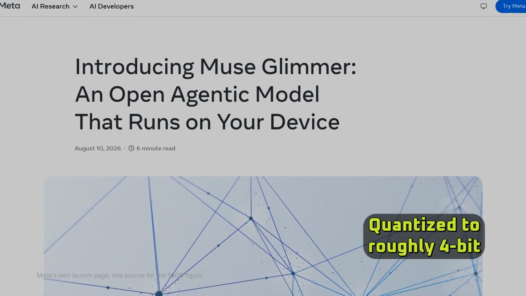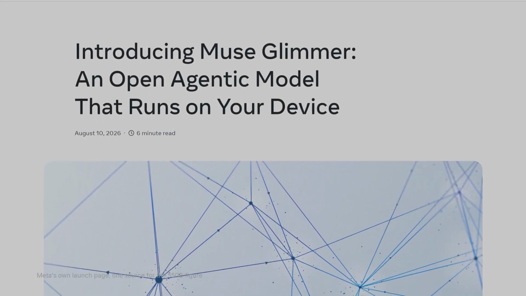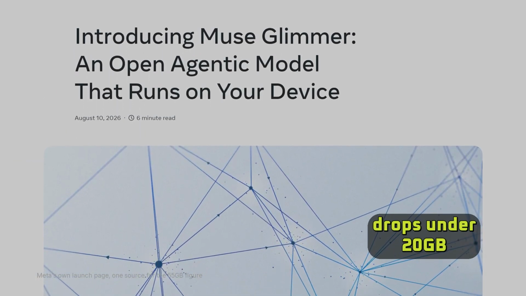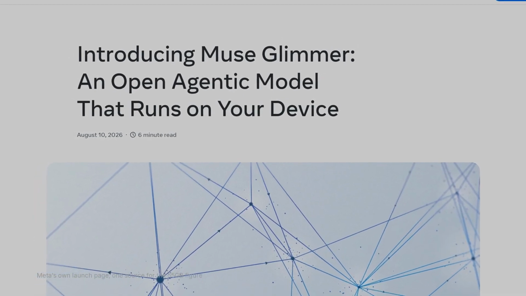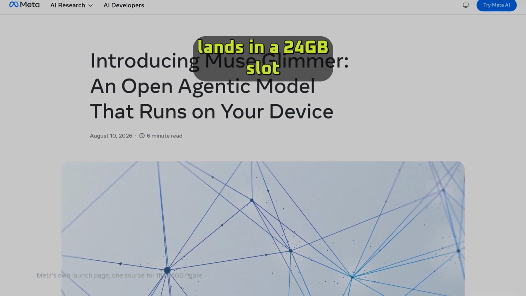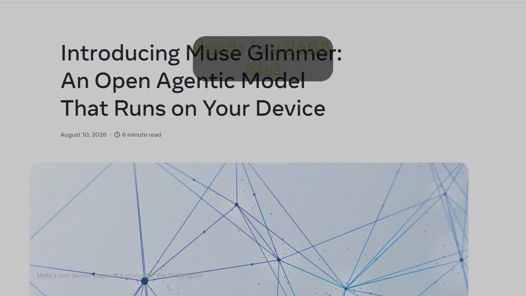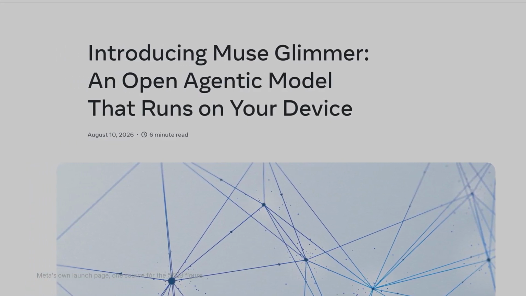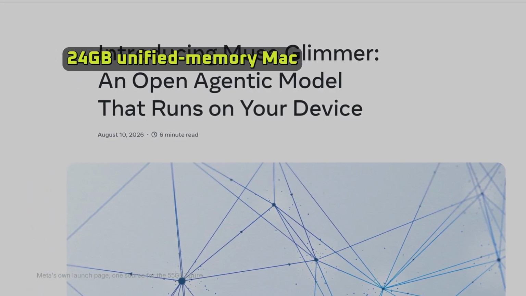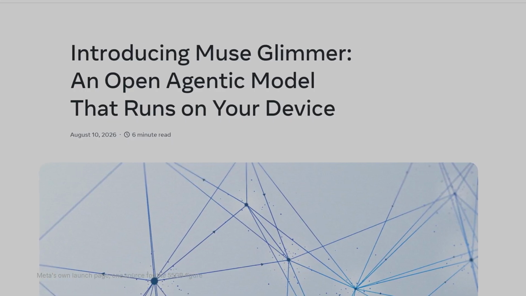Quantized to roughly 4-bit, the language model drops under 20 gigabytes and leaves headroom for the key-value cache, the perception encoder, and the drafter. That is the version that lands in a 24 gigabyte slot, one consumer GPU, or a 24 gigabyte unified memory Mac with the context kept conservative. A 24 gigabyte slot holds one model at a time, and Glimmer is not the only thing reaching for it.